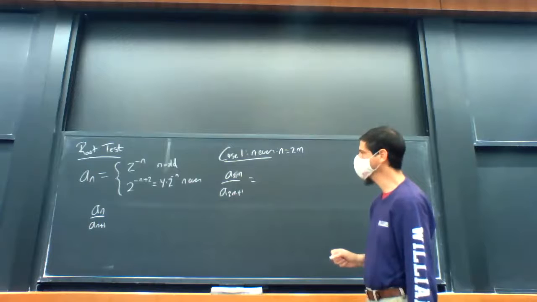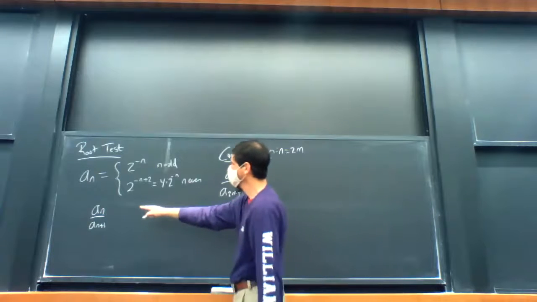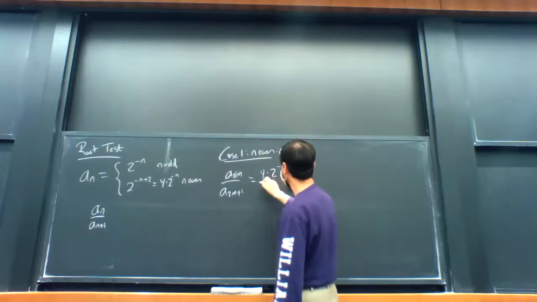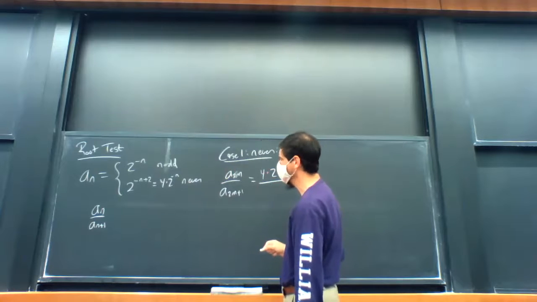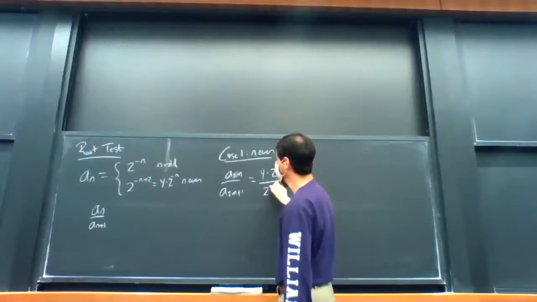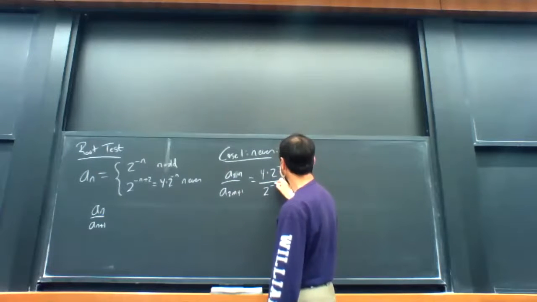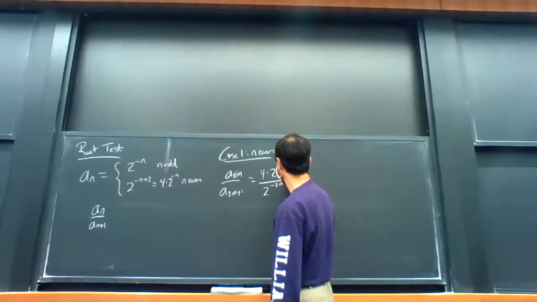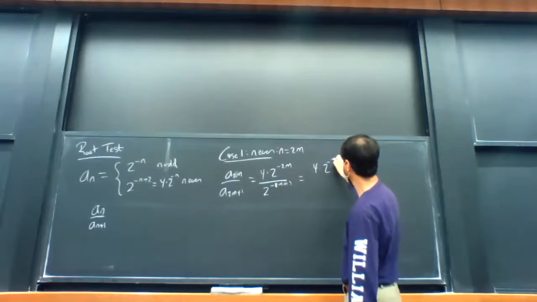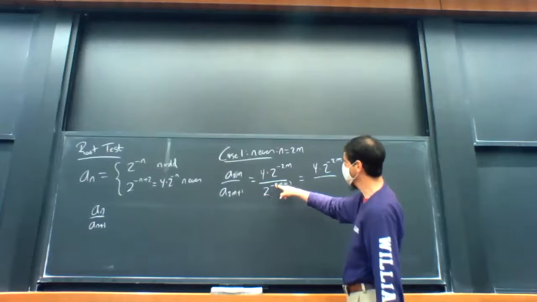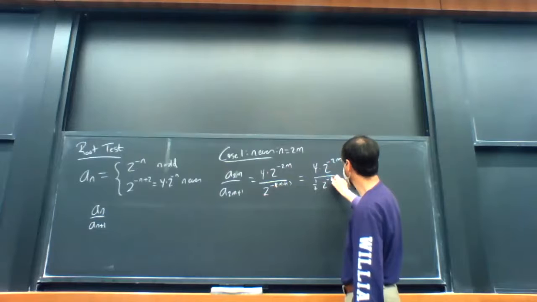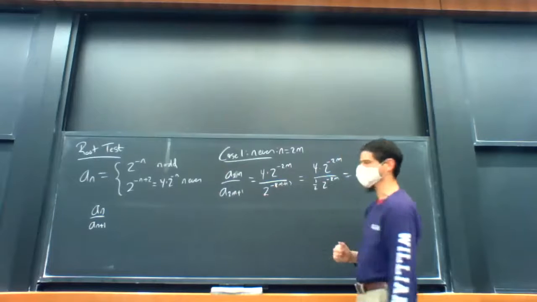What's that going to be? So a_(2m) is going to be, in this case, 4 times 2 to the negative 2m. And we would divide by a_(2m+1), which would be 2 to the negative (2m plus 1). And so it's going to be 4 times 2 to the negative 2m over 2 to the negative 2m minus 1. It's going to be 1/2 times 2 to the negative 2m. So it's 8.